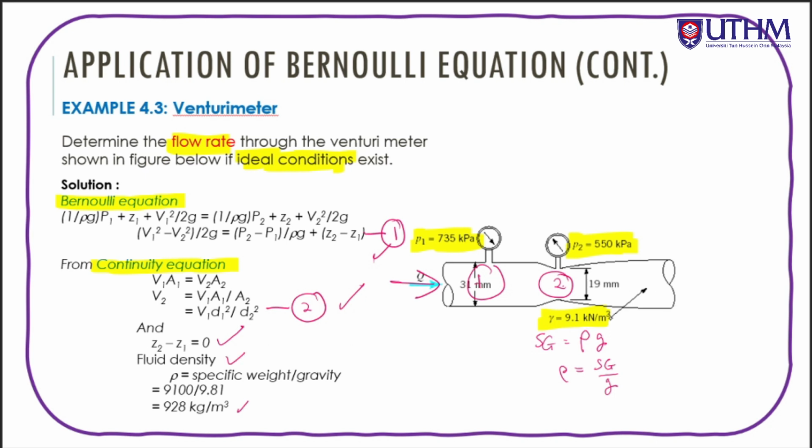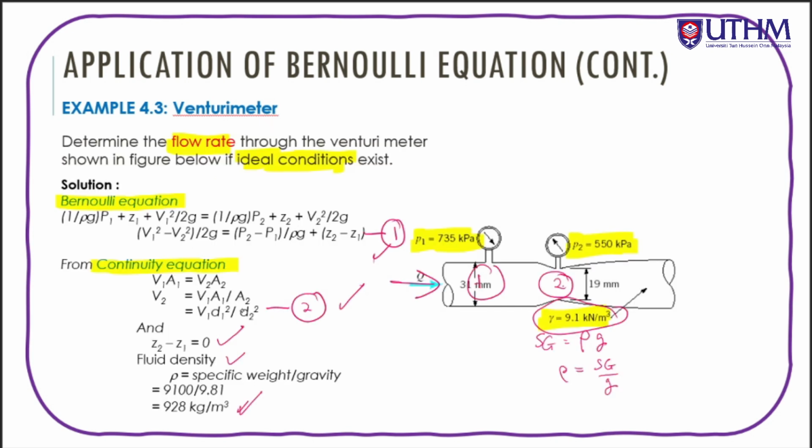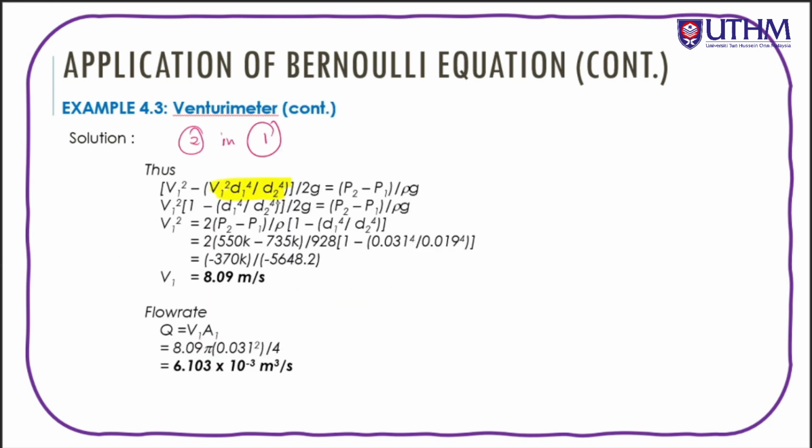The fluid density we can get from this specific gravity. Based on the equation, specific gravity equals rho over g, and we want to get rho, the density of this fluid, which equals Sg over gravity, in which we get 998 kg per meter cube. And then what we need to do is put this V2 into equation 1. The V2 that we got goes into equation 1. So we replace it. I don't need to show it one by one here.